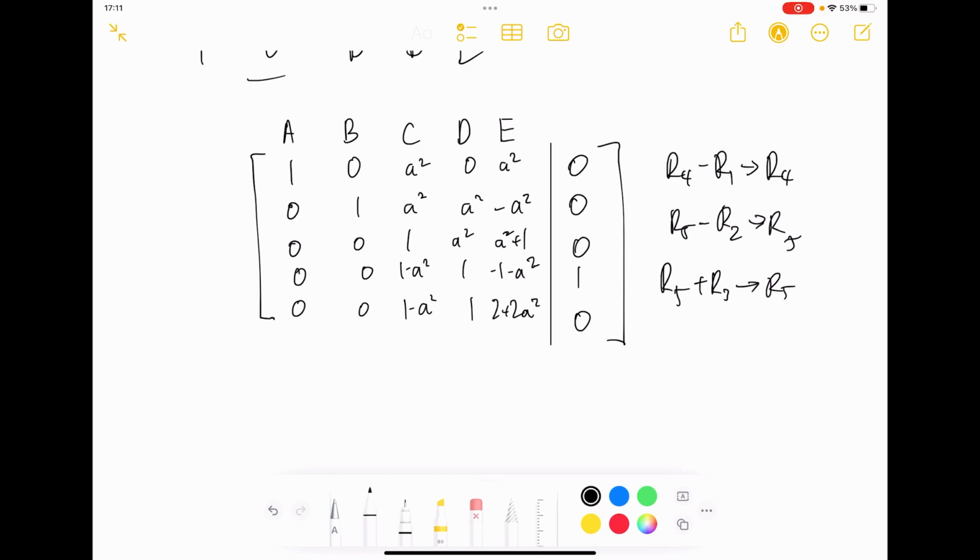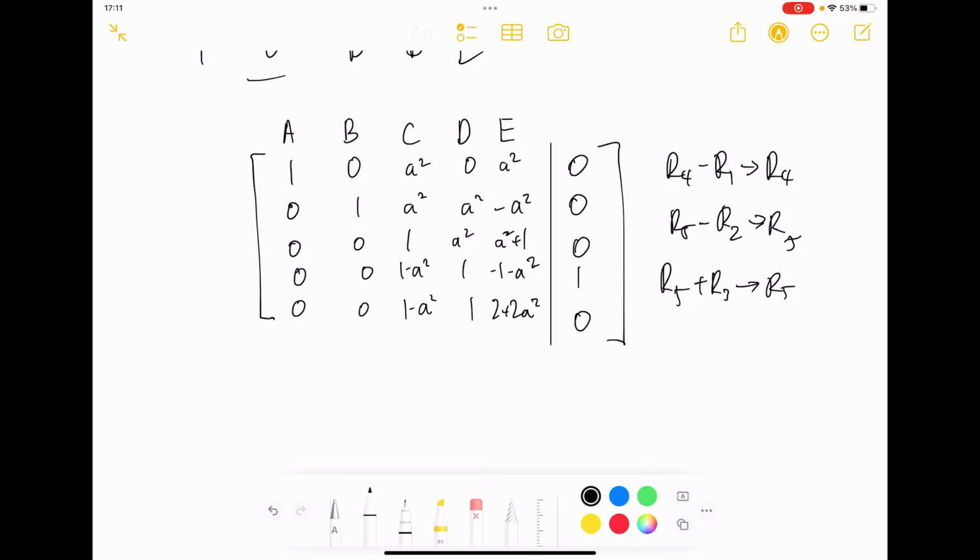Oh, I also forgot to do these steps for the augmented bit. So, row 4 minus row 1, that does nothing. Row 5 minus row 2, well, there's zeros anyway, so that does nothing as well. Row 5 plus row 3, that does nothing. So, we're fine so far.